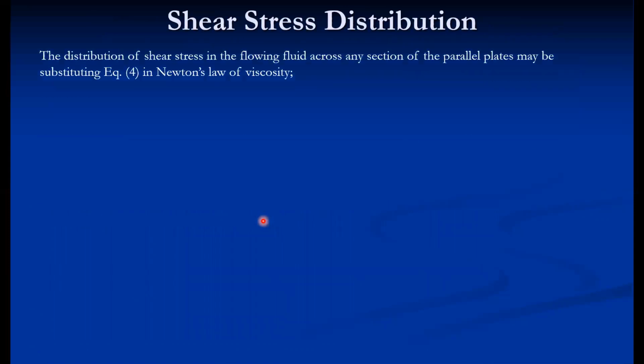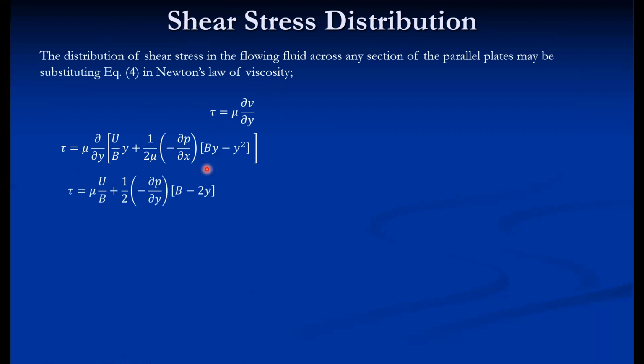Then as far as the shear stress distribution is concerned, in a similar way, the distribution of shear stress in the flowing fluid across any section of the parallel plates may be obtained by substituting in Newton's law of viscosity, tau is equal to mu into dV by dy. We are putting the value of local velocity here and differentiating. So differentiating, we get, you can take this from outside the bracket, so it is U by b into mu plus 1/2, mu gets cancelled, minus ∂p by ∂x in bracket. This differentiation is b minus 2y. This is the expression of tau.